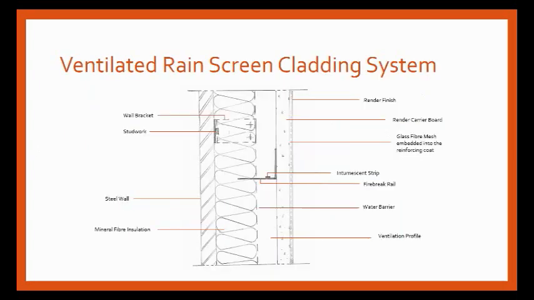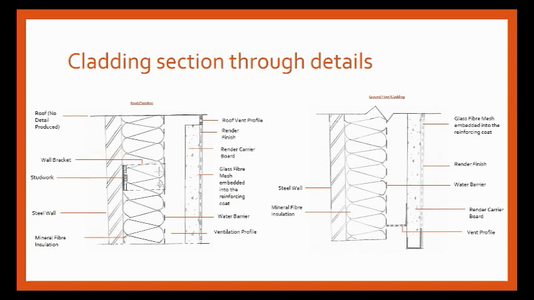The first detail demonstrates how the system will be attached to the steel, with the wall bracket fixed to the insulation, followed by a breathable weather barrier, ventilation profile, glass reinforced mesh and Trespa glazing. The detail also features the fire stops that will be installed in between each floor to prevent the spread of a fire. The next 2 details demonstrate the section through the roof and ground level. The roof wasn't covered in our work, so the single line indicates the position instead.